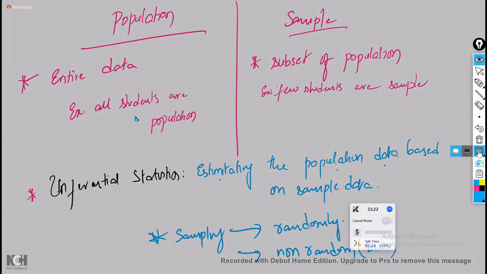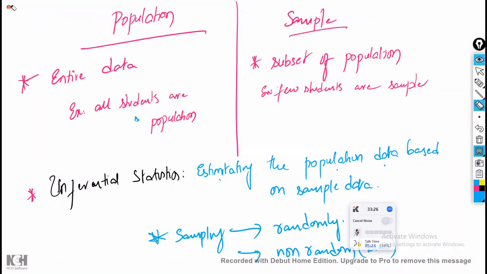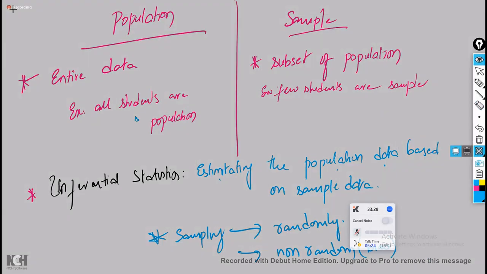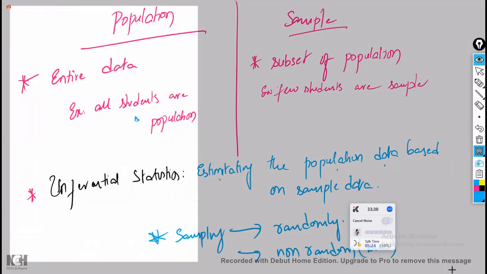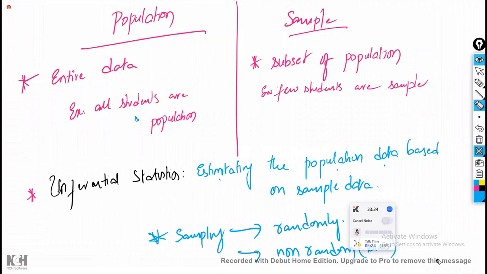Got the point? What is the difference between a sample and a population, what is the difference between descriptive statistics and inferential statistics, and what is meant by random sampling and non-random sampling? Is everything clear? These are the 3 points which we have discussed.